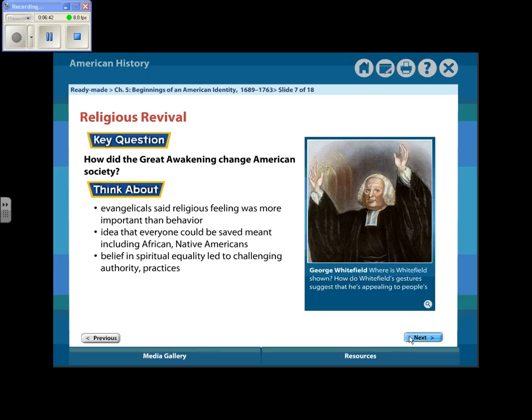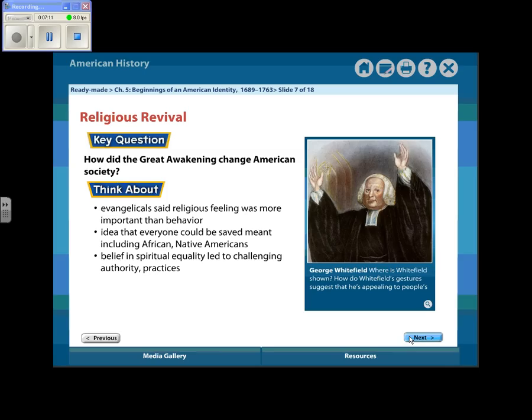Some of the churches that had been previously established before the Great Awakening were greatly weakened by the Great Awakening because people began to join other religious groups. They started challenging the authority of the church, and other religious groups were able to be established. The idea of spiritual equality led some churches to welcome African Americans and even Native Americans. Some even allowed slaves to preach and women to speak in church.